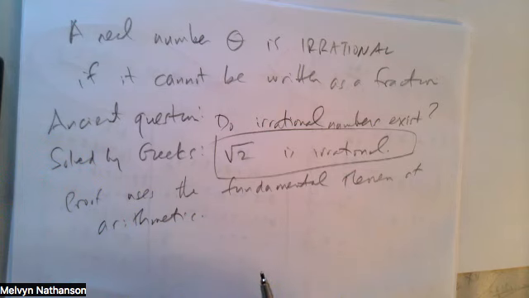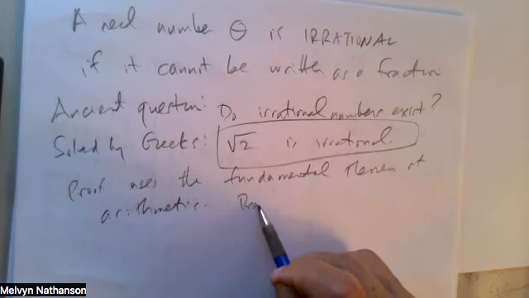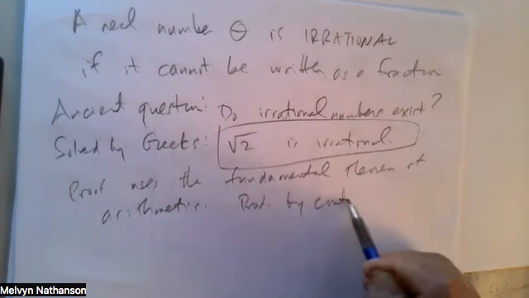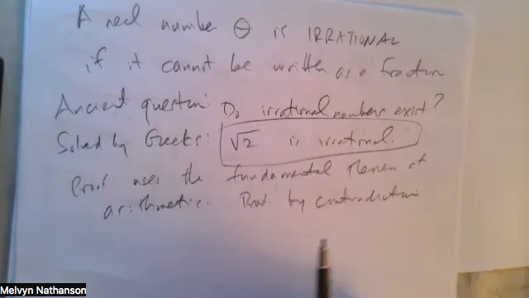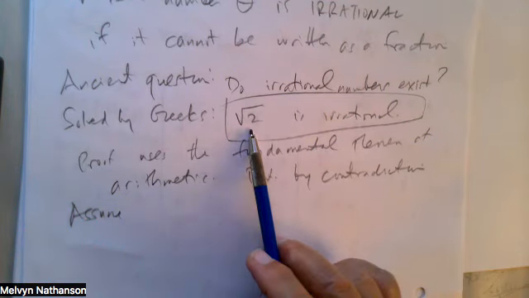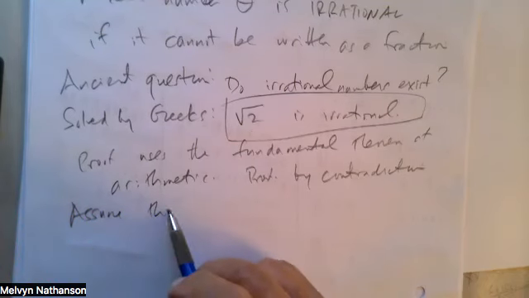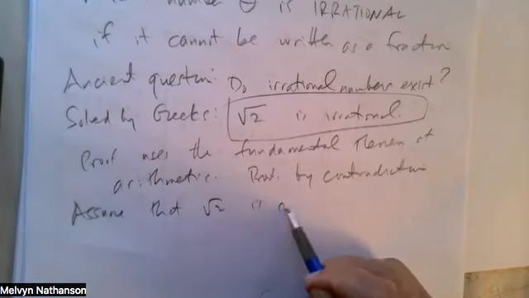The fundamental theorem of arithmetic says every positive integer is uniquely expressible as a product of powers of prime numbers. So we're going to use that to prove the square root of 2 is irrational. And the proof will be by contradiction. How do you prove something by contradiction? Assume the opposite. What is the opposite of saying that the square root of 2 is irrational? The opposite is saying the square root of 2 is rational.